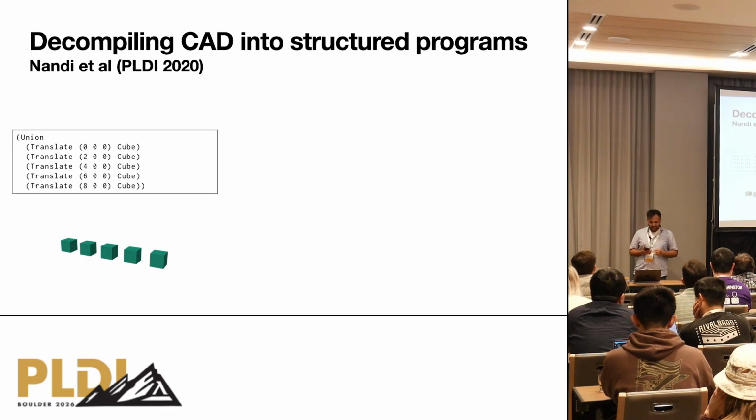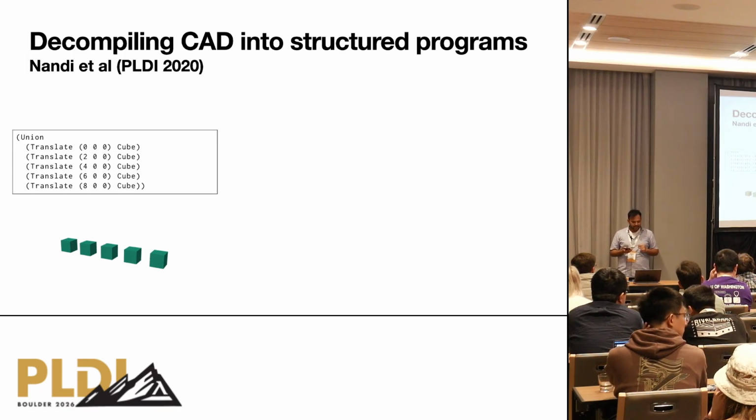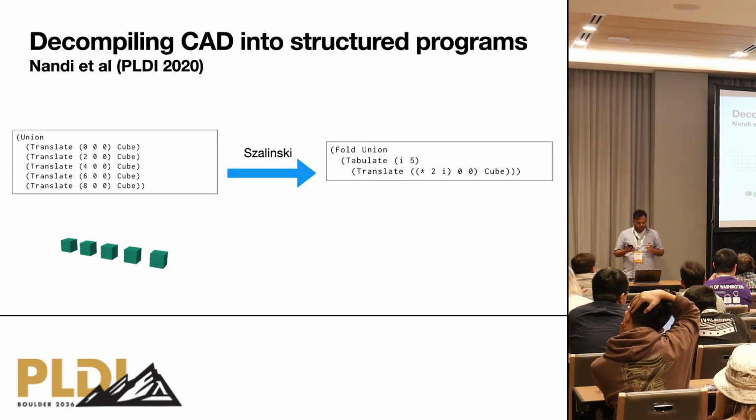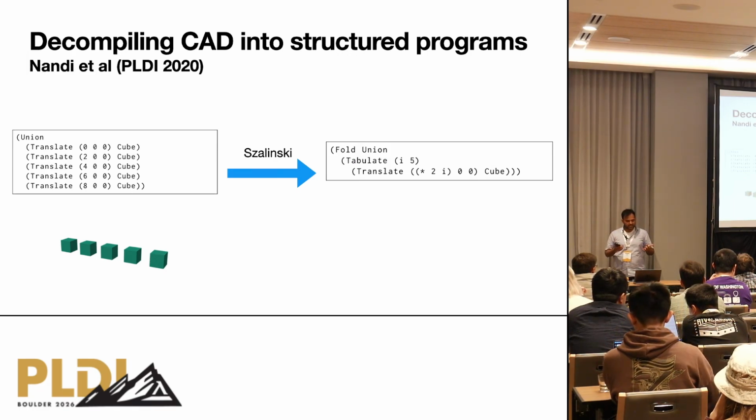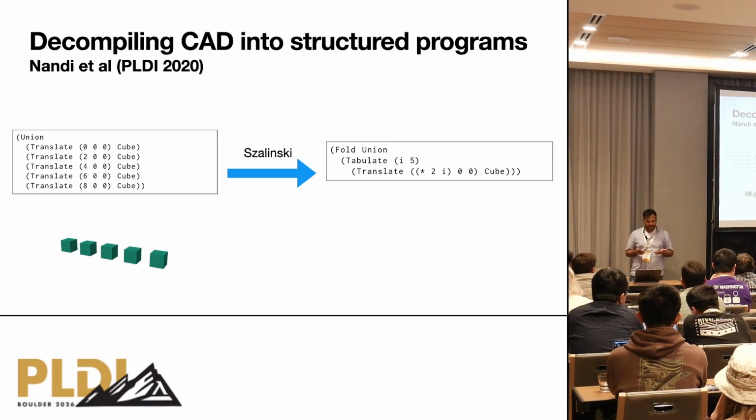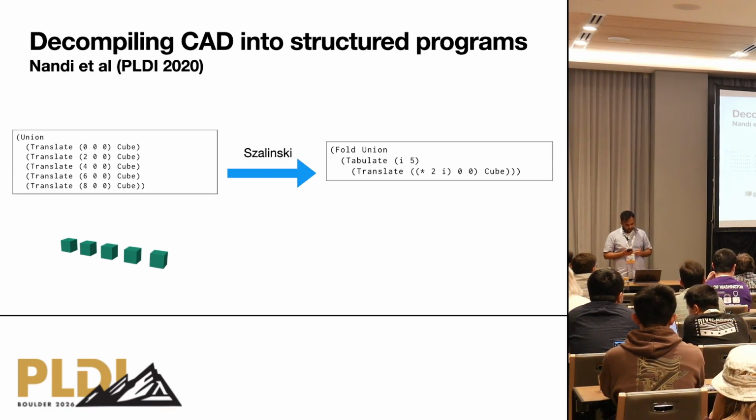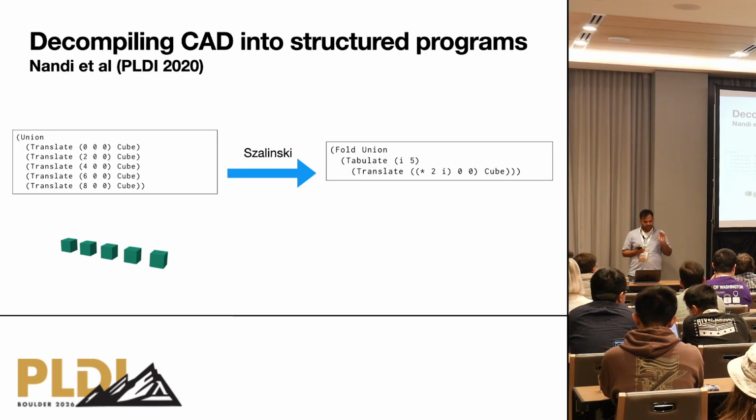So this is a tool called Zelinsky, published in PLDI 2020. Zelinsky takes unstructured CAD programs, like the one you have on the screen, which represents 5 cubes placed in a straight line. And Zelinsky is going to decompile them into a more structured CAD representation that uses higher order combinators like folds and maps and so on. So we re-implement Zelinsky with stochastic search.